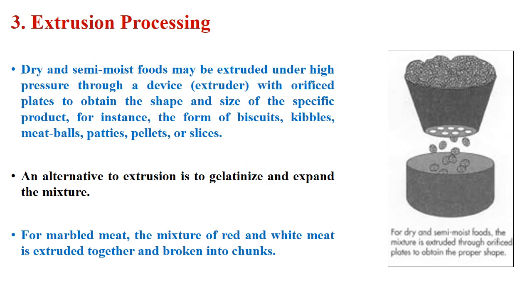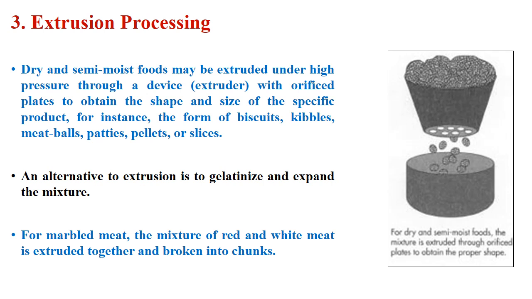Now extrusion processing. This step is particularly for dry pet food manufacturing. Here dry and semi-moist foods may be extruded under high pressure through a device called an extruder with orificed plates to obtain the shape and size of the specific product. So there are different kinds of mold-like structures at the end with a very narrow aperture through which the dough is passed under high pressure and temperature, so it gets fully processed, cooked and sterilized, and it forms different shapes like biscuits, kibbles, meatballs, patties, pellets or slices.